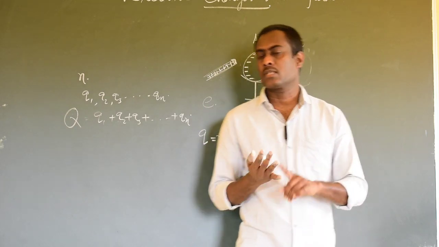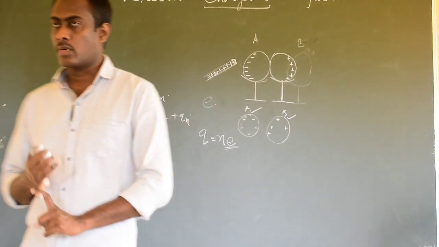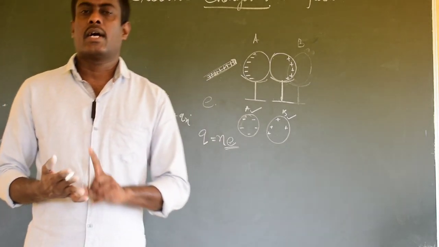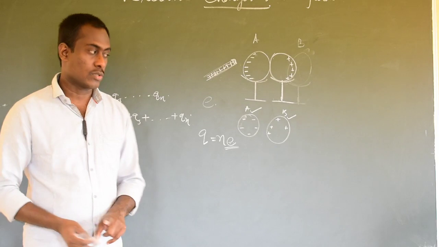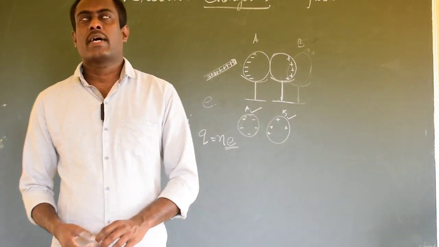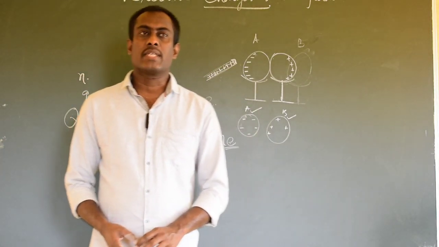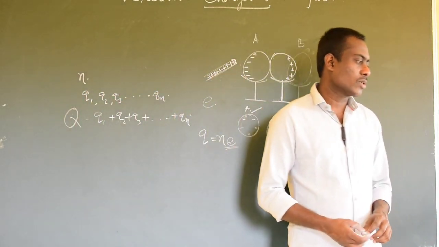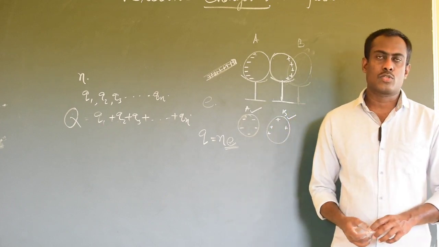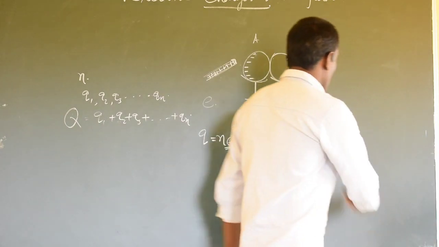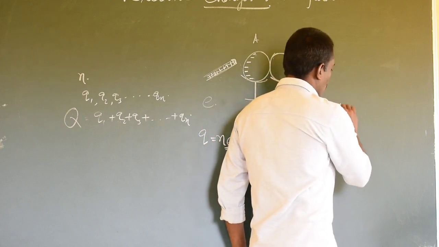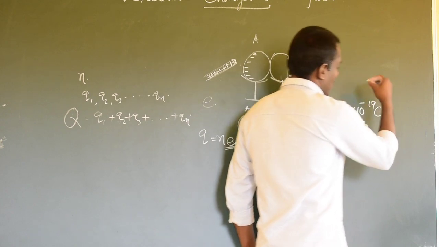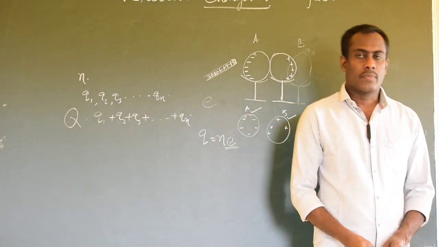These are the three basic properties of charges. One is additivity of charges, the second is that charge is conserved, and the third is quantization of charge. The value of an electric charge is experimentally found to be 1.6 into 10 raised to minus 19 coulomb. That is the value of a charge.